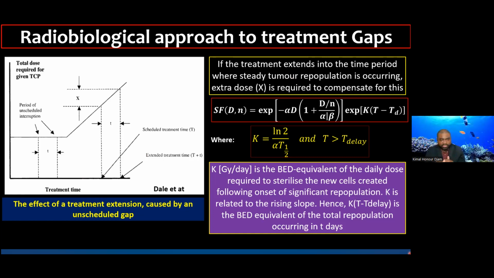K is expressed in gray per day and is a property that refers to the daily BED equivalent of repopulation, which is required to sterilize the new cells created, following the onset of significant repopulation. And so K is essentially related to the rising slope. On the other hand, K multiplied by T minus T delay is the BED equivalent of the total repopulation occurring in the added time interval.